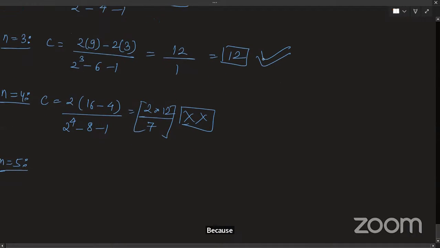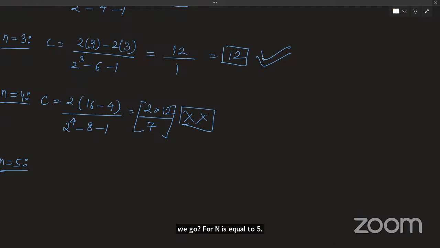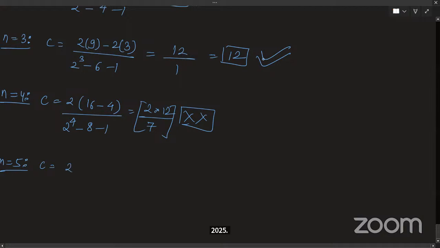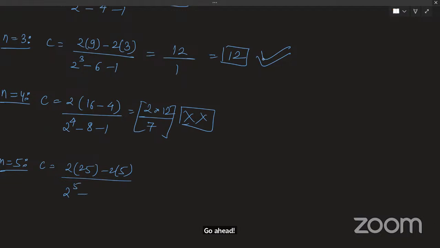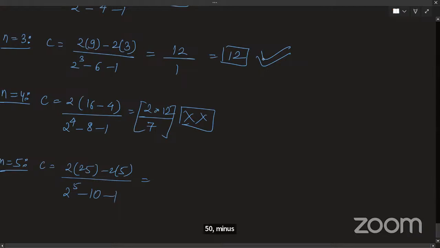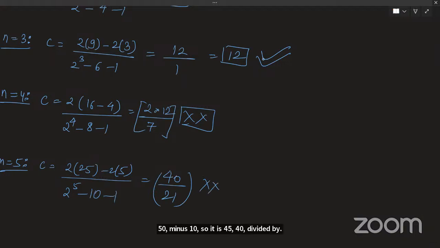n is equal to 5. Can we go for n is equal to 5? 2 into 25 minus 2 into 5, divided by 2 to the power 5 minus 2 into 5 minus 1. That is 50 minus 10, which is 40, divided by 32 minus 11, which is 21. So 40 divided by 21. This will also not work, right?